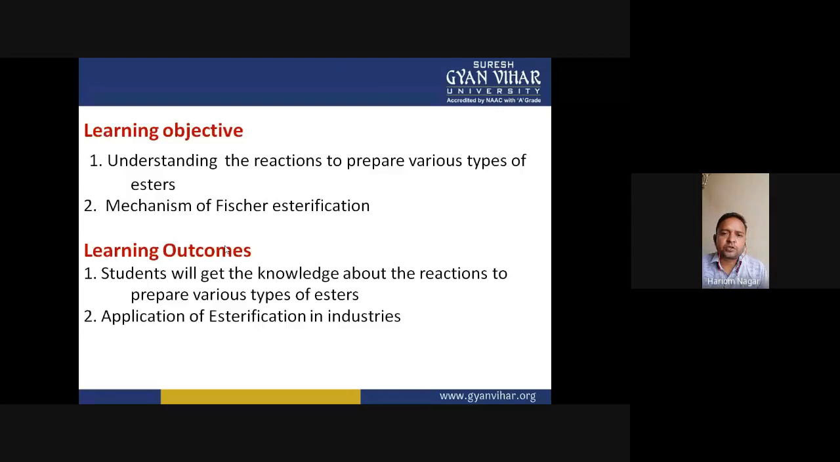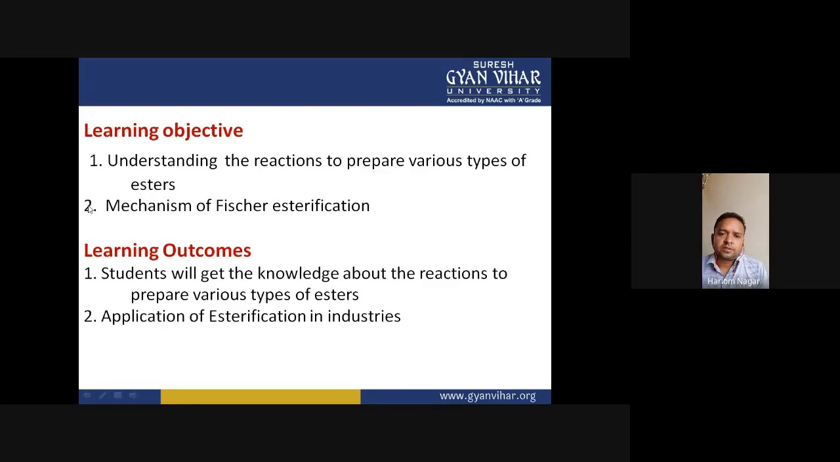And the next point is the application of esterification reaction in industries. In industries, there are various types of products like drugs. If you talk about the pharmaceutical industries, then various types of drugs contain esters as a functional group, or maybe a substituent. In most cases, ester acts as a functional group, because ester is at the top of the priority order of functional groups, right?